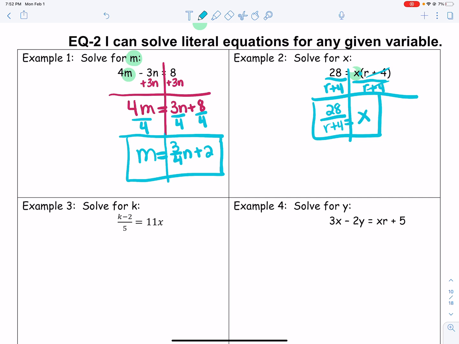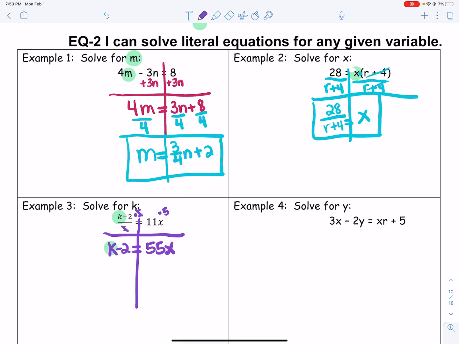Okay, on the next one, I'm solving for k, which is up here. So k, the entire side is being divided by 5. I'm going to put my line down and multiply by 5, because then these 5s would cancel, and I have k minus 2 equals 55x. And you're solving for k, so I'm going to use that highlighter.